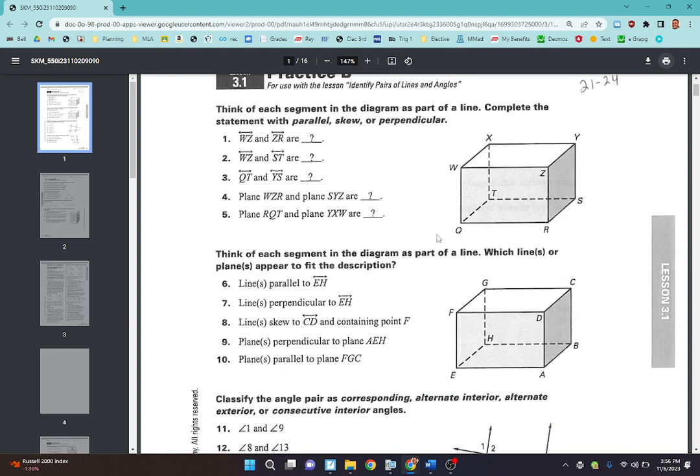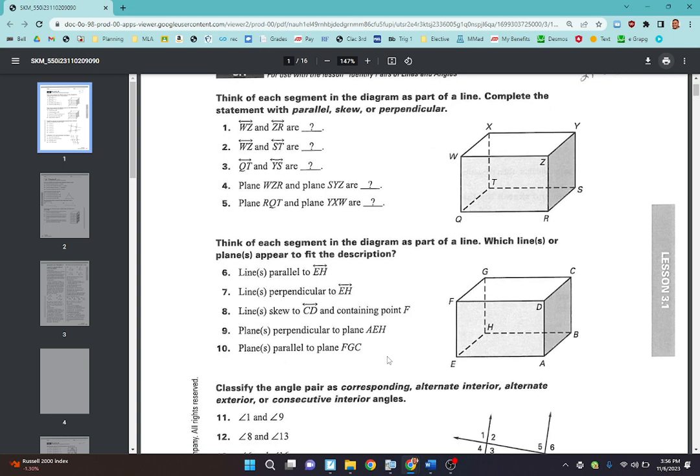Second of all, any more questions on section 3.1? Number 7: lines perpendicular to EH. So it has to actually touch it. So that's FE and EA. Oh, and the back too. You're right. So GH and BH. Good job, Jaden. That was me. Wait, FE and what?